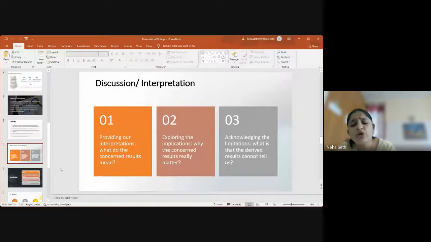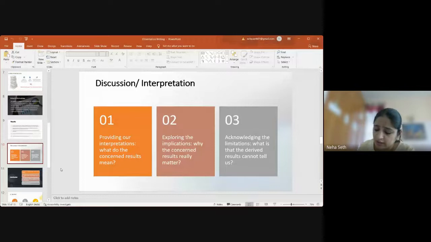Now, exploring the implication. Why does the concerned result really matter? If it is accepted or rejected, what does that mean? Why are these results important to us? This also needs to be mentioned here, because here we are giving interpretation of our results. We will relate these results with our objective and our research questions here. And then we have to acknowledge the limitations also here, that means what the derived results cannot tell us.